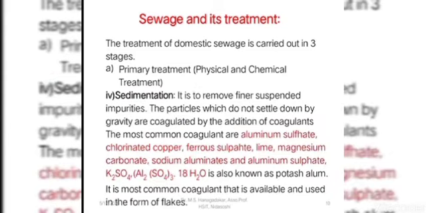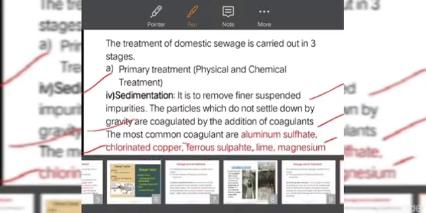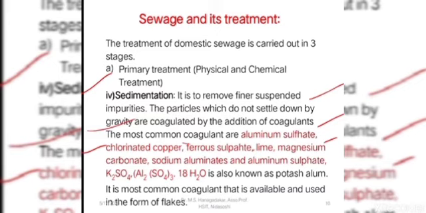Now the fourth step under the primary treatment is called sedimentation. What is meant by sedimentation? This is a process where you allow the suspended impurities to settle down, and that is called sedimentation. So it is a process where you can remove the suspended impurities. The particles which are not able to settle down can be precipitated or coagulated by using some chemicals called coagulants. Some commonly used coagulants are aluminum sulfate, chlorinated copper, ferrous sulfate, lime, magnesium carbonate, sodium aluminate, potash alum, etc.